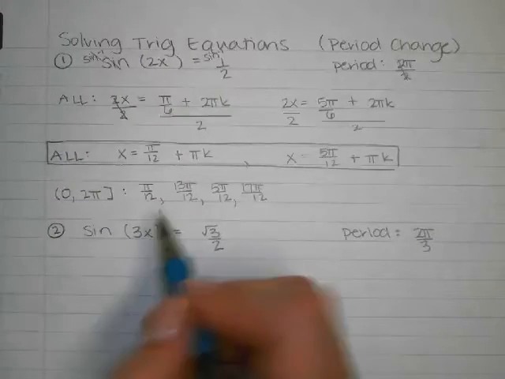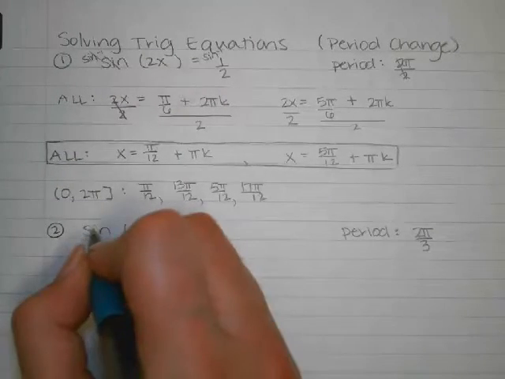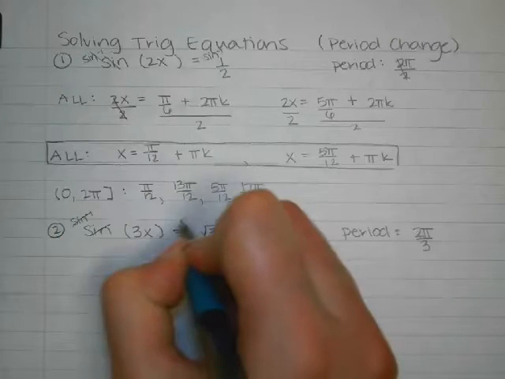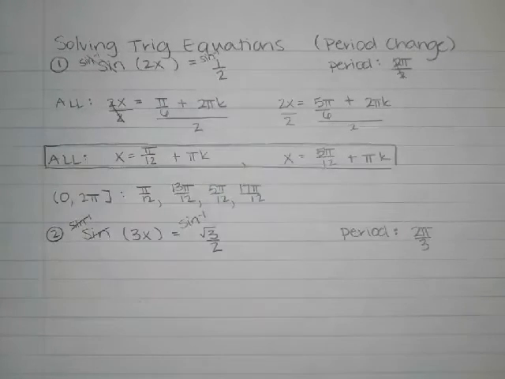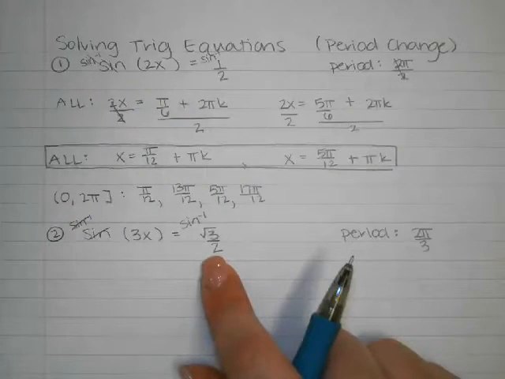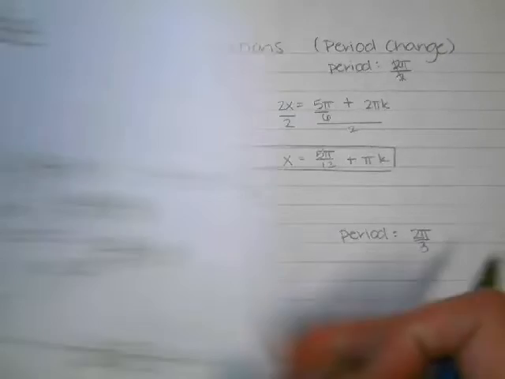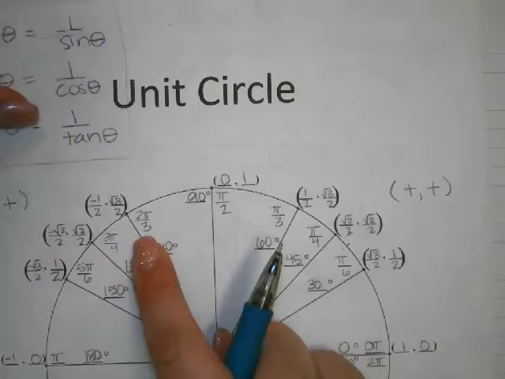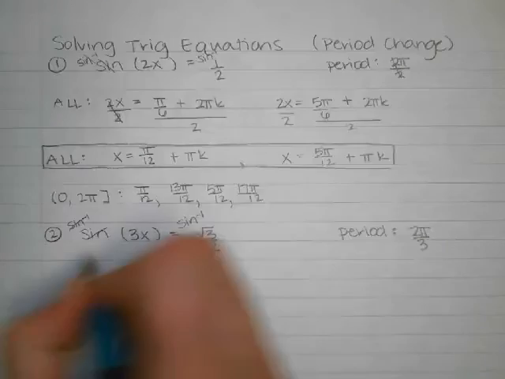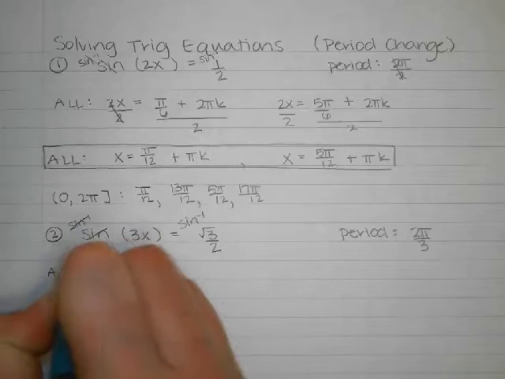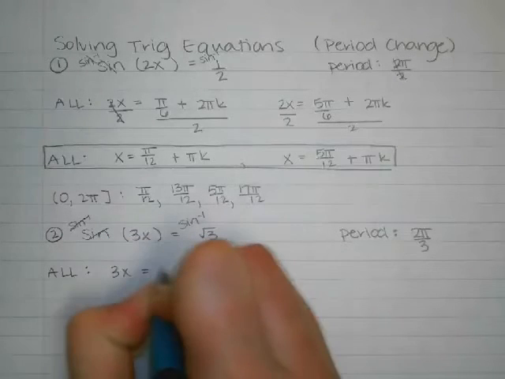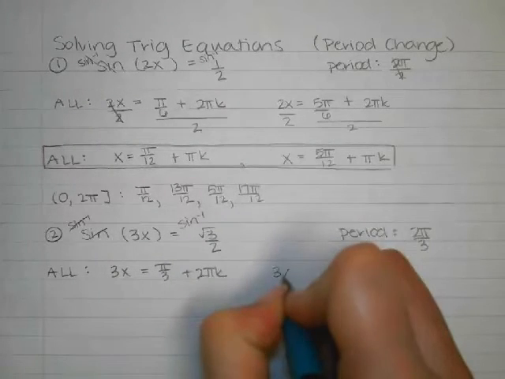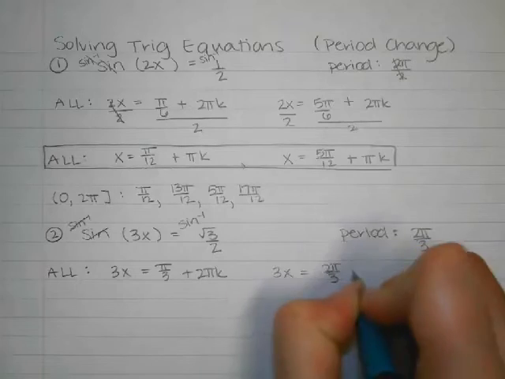Okay, so just like before, I'm going to think about doing sine inverse on each side, and that's the part that makes me look at my unit circle, when I'm doing that sine inverse. We just always do it in our head because we're using the unit circle. So I'm looking for a y-coordinate that is a positive root 3 over 2, and it happens in these two spots right here, so pi thirds and 2 pi thirds. And so I'm going to say, for all solutions, 3x equals pi thirds plus 2 pi k, and 3x equals 2 pi thirds plus 2 pi k.